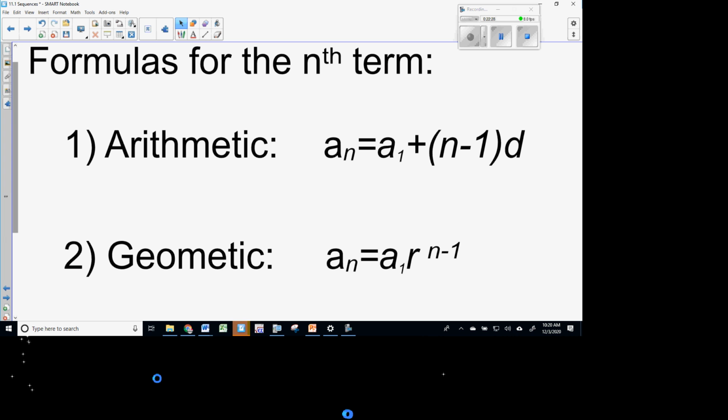For arithmetic, if we want to find our nth term, we just plug into the formula a sub 1, n, and d. If we want geometric, we plug in a sub 1, r, and n. This is why it's important, your d is always what you add. If you think subtract 5 and you think d is 5, it's going to mess with the formula. It's always what you add to get the difference. So let's look at an example.